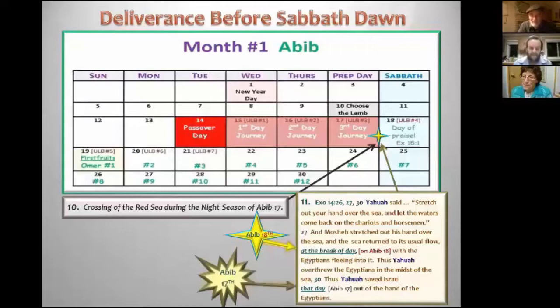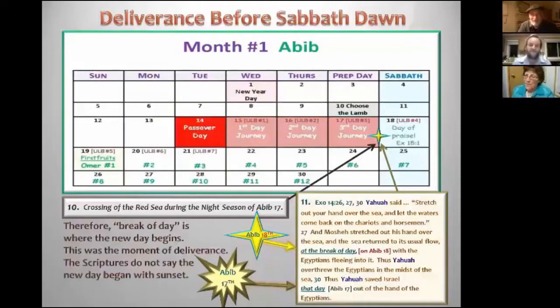That day is looking back on the past 24 hours that started at dawn, where they traveled up to the sea. They started to camp. Then they traveled through the night season, through the Red Sea. The Egyptians were destroyed at dawn, and it tells us, again, thus Yahuwah saved Israel that day from the Egyptians. There's your dawn to dawn, 24 hours. That's great.